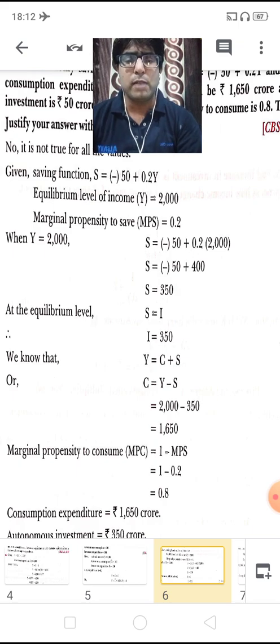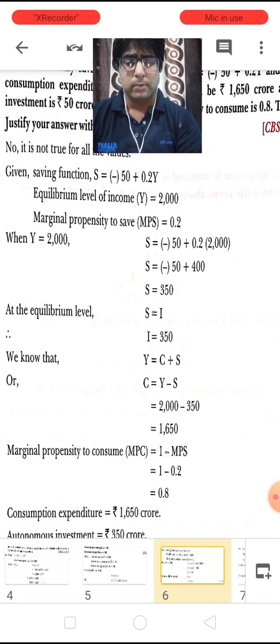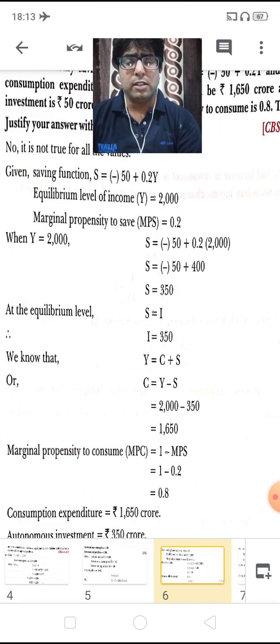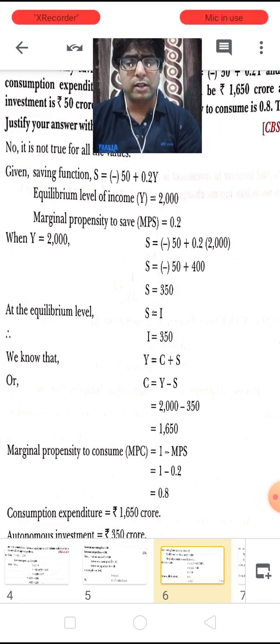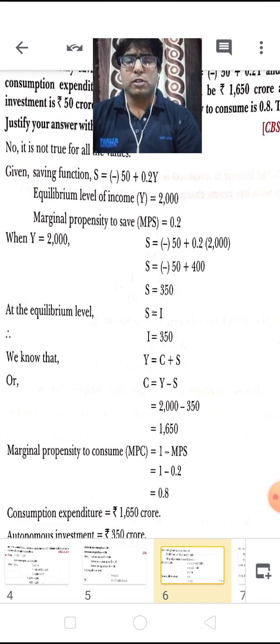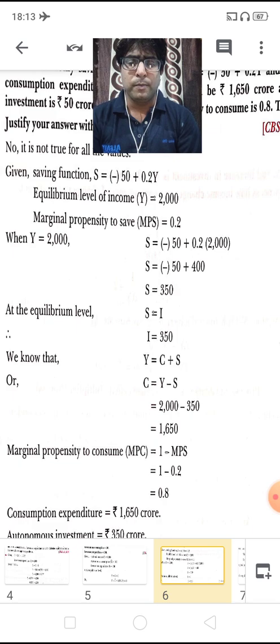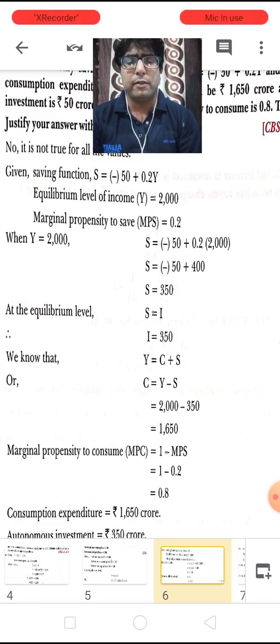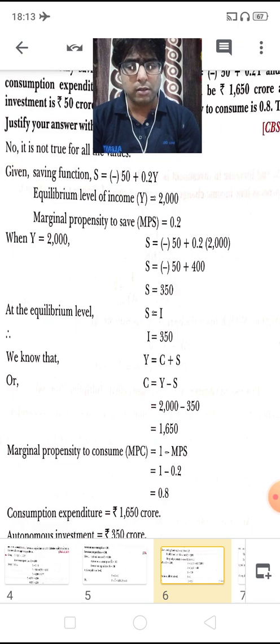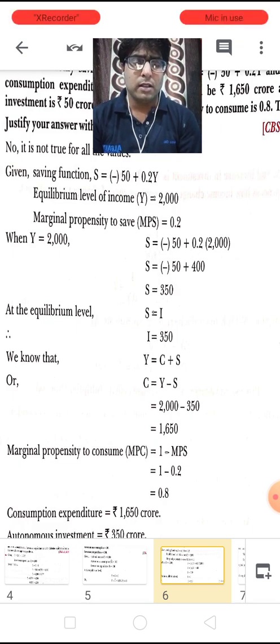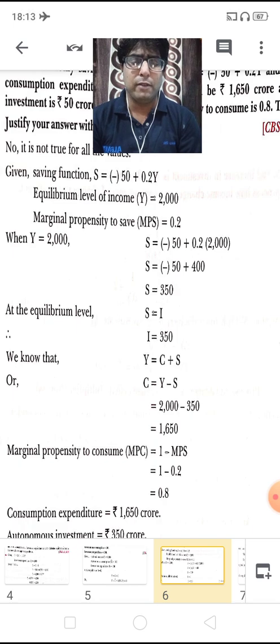So saving equals minus 50 plus 0.2, this is the value of MPS, whereas the value of income is 2000. So S equals minus 50 plus 0.2 multiplied by 2000, which gives 400. So savings here is 350. If we get the value of savings, we can find out the value of I also. We know that at the equilibrium level of income, savings is always equal to investment, and here savings is 350, whereas the value of investment we need to find out ourselves.